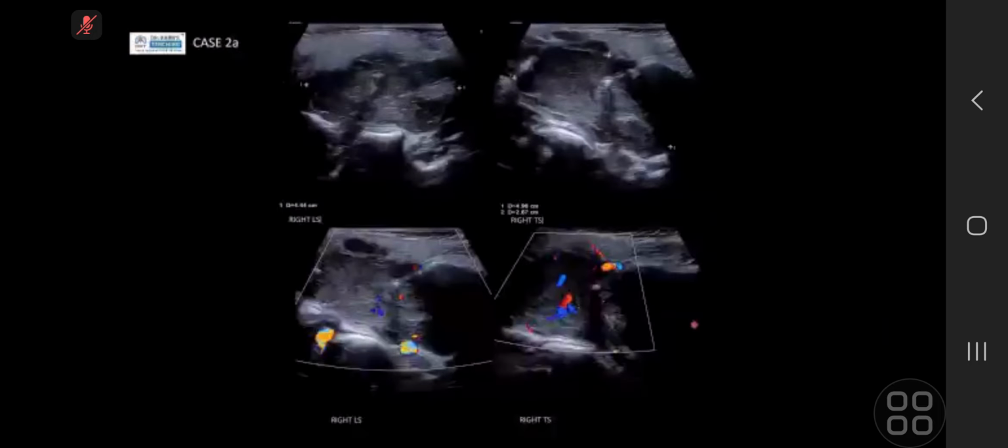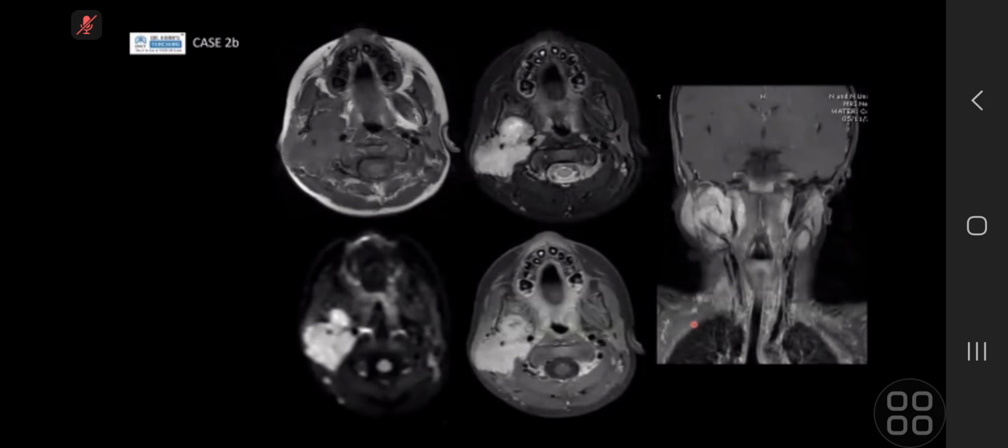On ultrasound, I see an ill-defined, large, homogeneous hypoechoic mass showing increased vascularity at the periphery. On MRI, on this T1, I see in the right carotid space a large lobulated mass displacing the vessels, with flow voids. On T2, there is homogeneous high signal with flow voids, and the vessels are seen in the coronal view, confirming this.